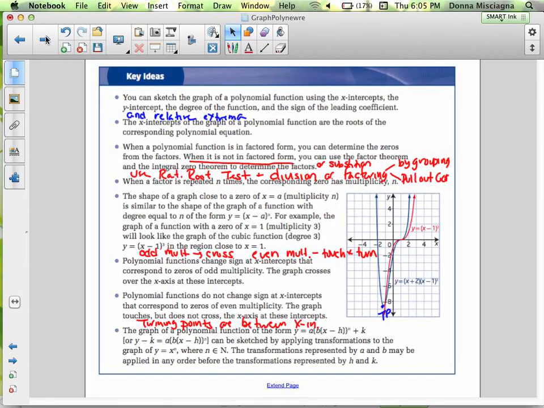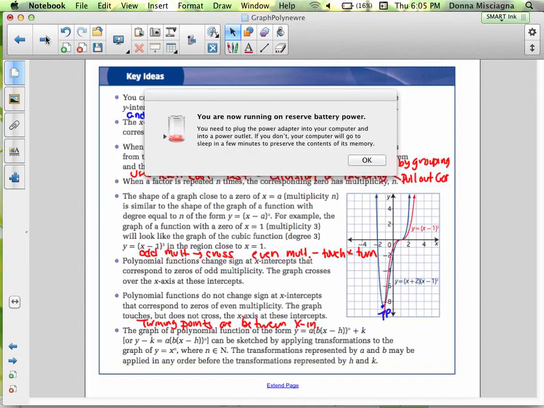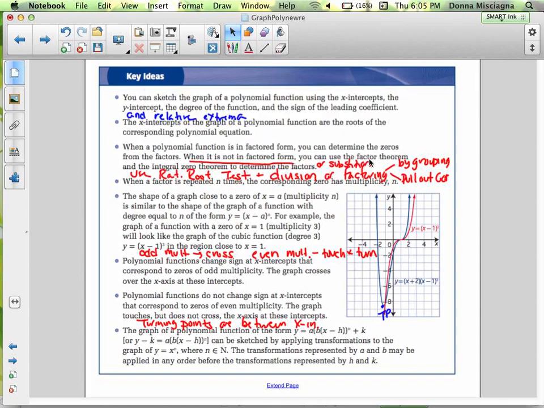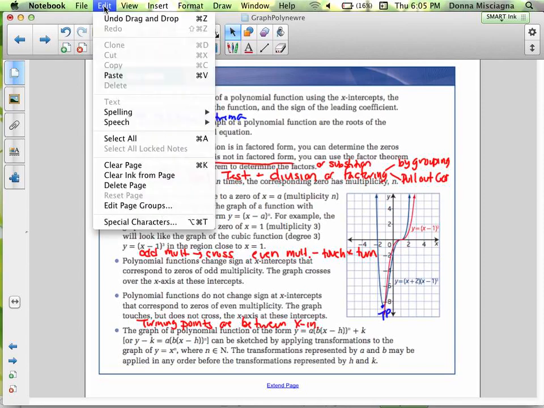Some key ideas. I don't think my arrow is going to be able to move fast enough. And you now know that I did not remember to plug in my computer. At 16%, that's fine. Actually, maybe I'll put my arrow back.